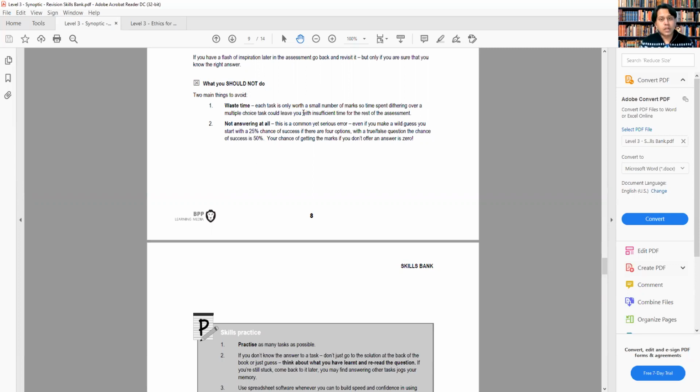Each task is only worth a small number of marks, so time spent over a multiple choice task could leave you with insufficient time for the rest of the assessment. If you spend more time on one question, your total time for the whole assessment will be reduced.